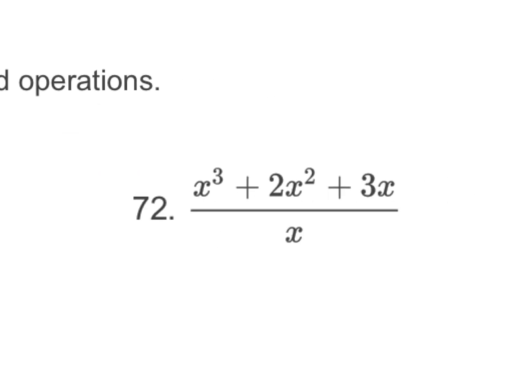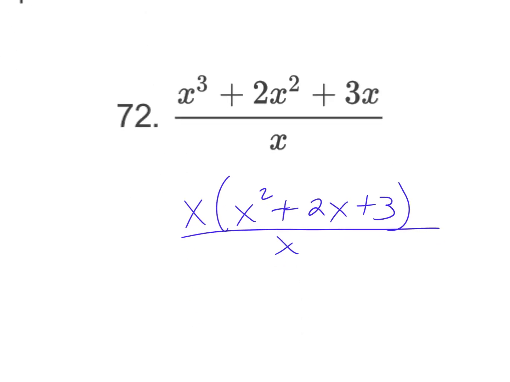Same thing here, 72. All this is a division problem. Look in your numerator. Can you factor it or anything like that? Well, let's take out an x. So I'm then left with x squared plus 2x plus 3 over x. I have an x out here and an x out here that we can absolutely now divide.